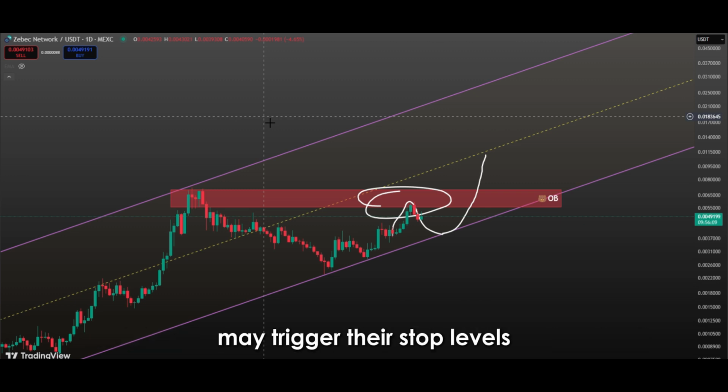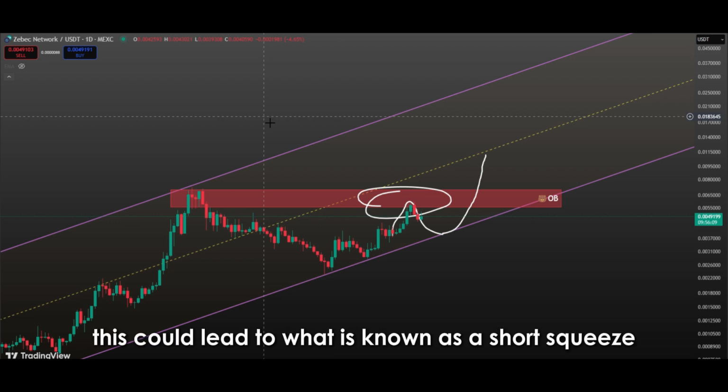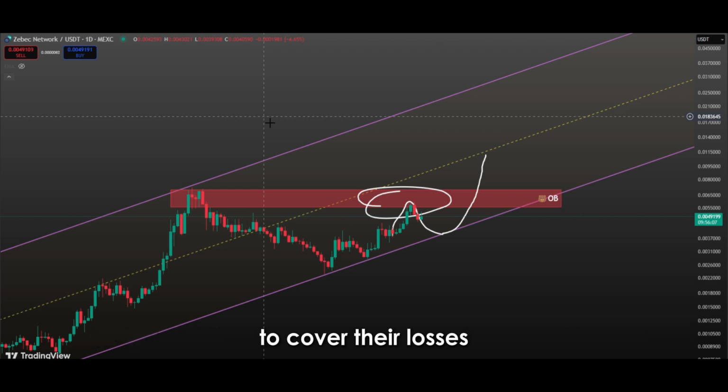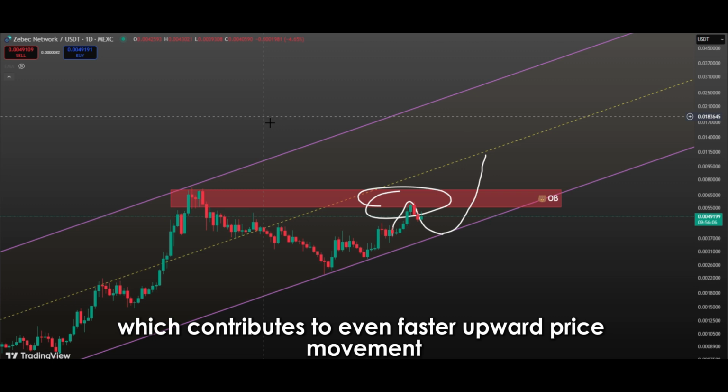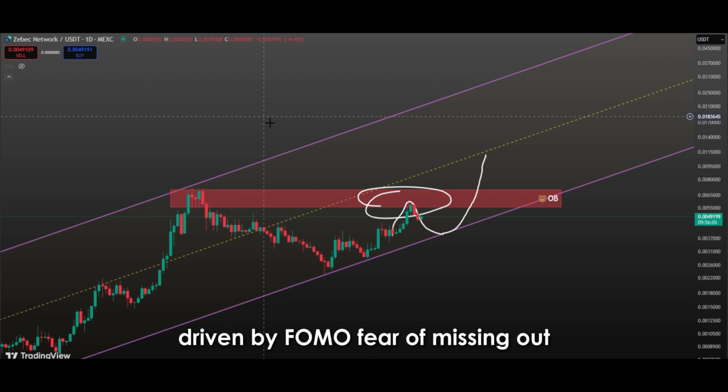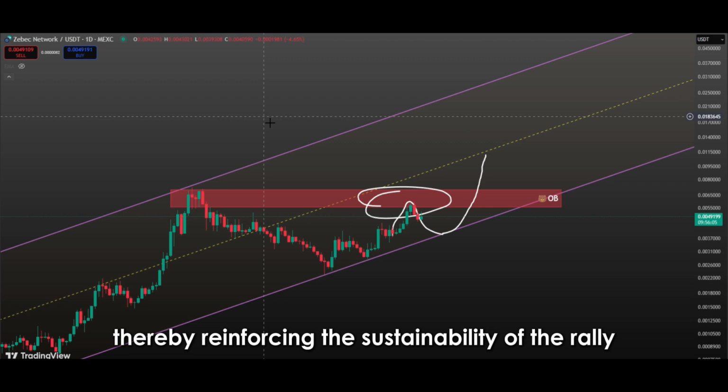may trigger their stop levels. This could lead to what is known as a short squeeze. Traders holding short positions may be forced to buy to cover their losses, which contributes to even faster upward price movement. These types of short squeezes often lead to sharp price spikes, attracting new buyers driven by FOMO, fear of missing out, thereby reinforcing the sustainability of the rally.